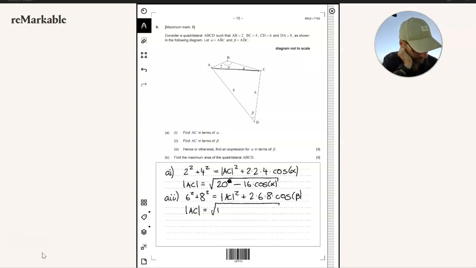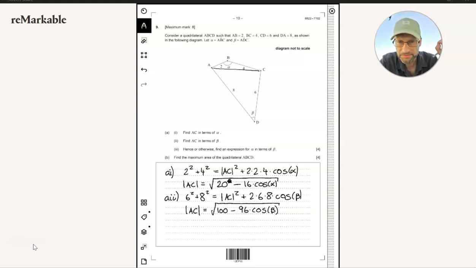36 plus 64, that's nice, that's 100, minus 2 times 6 times 8, that is 96 times cosine of beta. Now it gets interesting, because then it says, hence or otherwise find an expression for alpha in terms of beta. And first of all, you need to be familiar with what this even means. So we want a way of calculating the angle alpha, given that we know the angle of beta. So we're allowed to use beta as an unknown variable in our calculation.